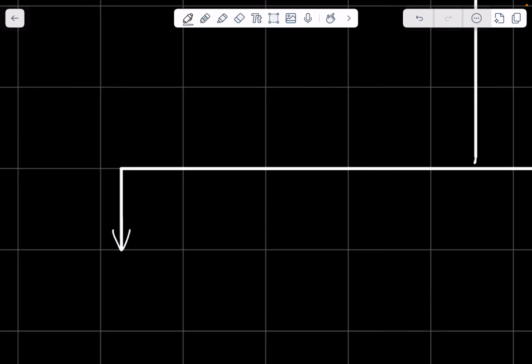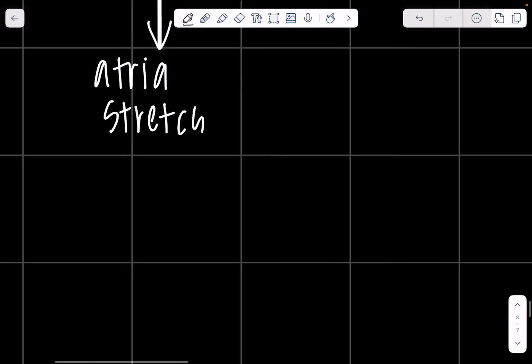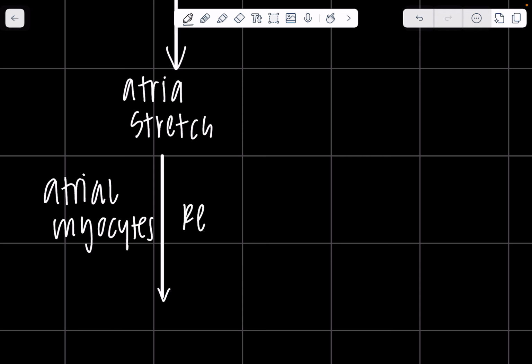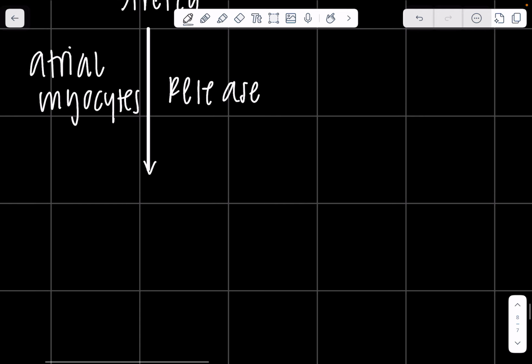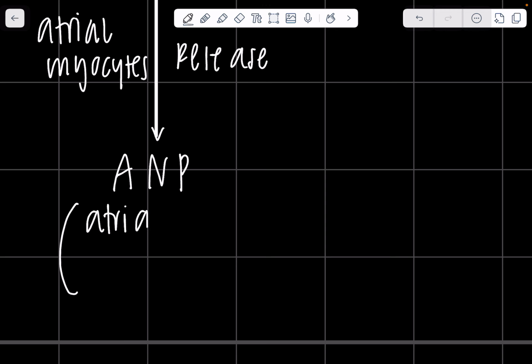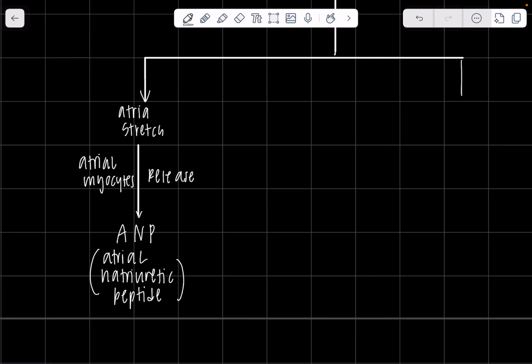So when we're enlarging chambers, we are seeing two mechanisms. One of those mechanisms is the atria are stretching, right? Our left and our right atria are stretching. And what happens when that stretching occurs is our atrial myocytes will release a hormone called ANP. And ANP stands for Atrial Natriuretic Peptide.